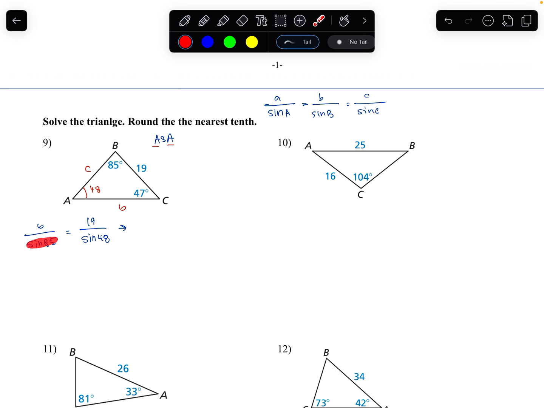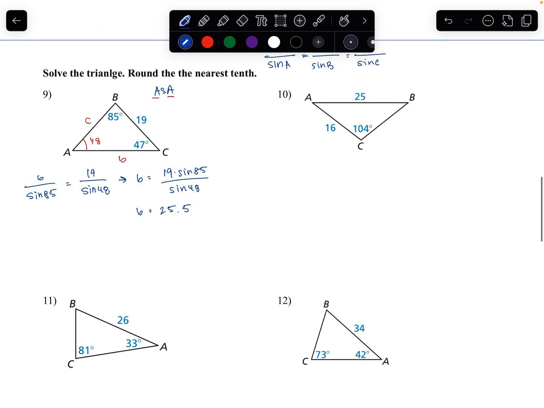The only thing I need to do here is multiply by sine of 85 to get it to the numerator. So B will be equal to 19 times sine of 85 over sine of 48. So 19 sine of 85 divided by sine of 48. And we get that B is equal to 25.5, rounded to the nearest tenth.